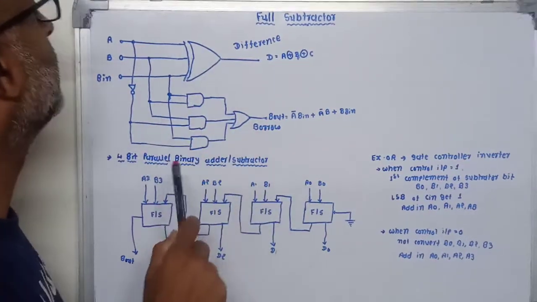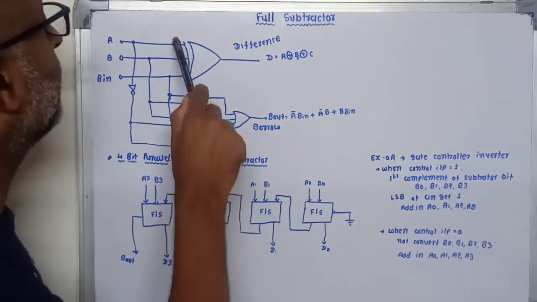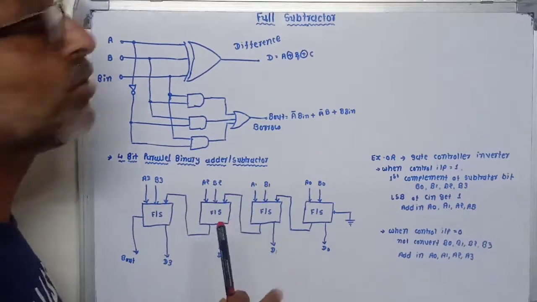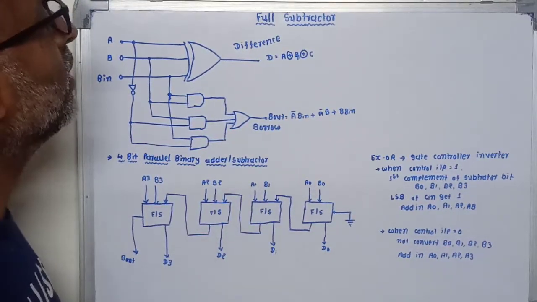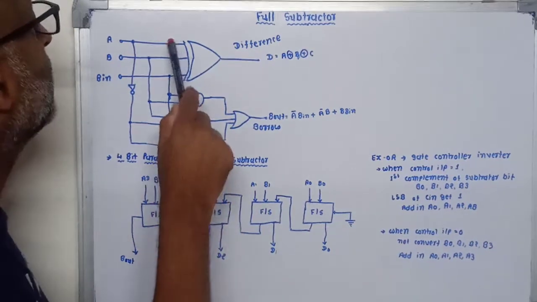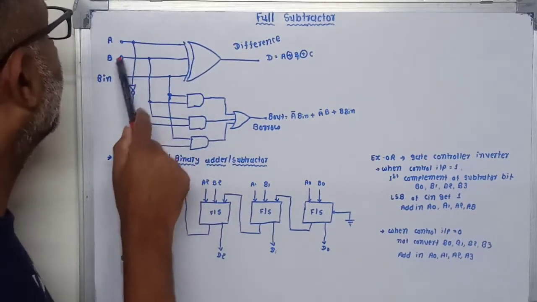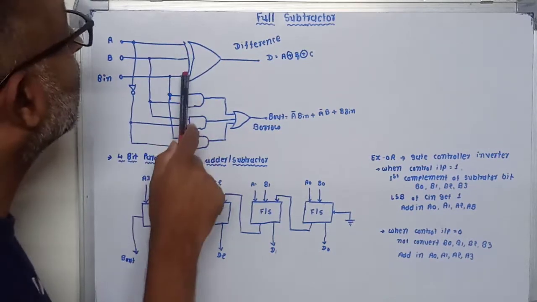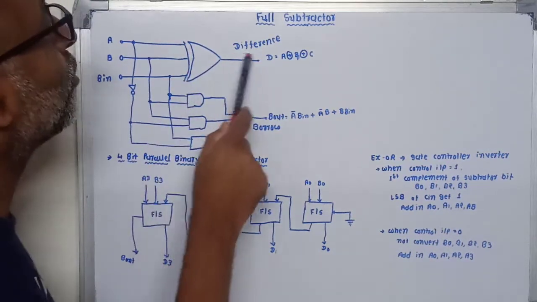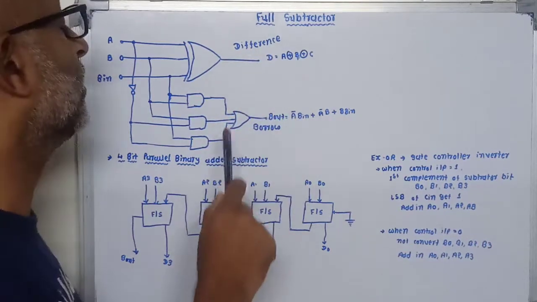Circuit of full subtractor. Here we are using a 3-input exclusive OR gate, which provides the final difference of the full subtractor circuit. A, B and B in, the borrow in, these three inputs are given to this exclusive OR gate, which provides the final difference of the subtractor circuit.